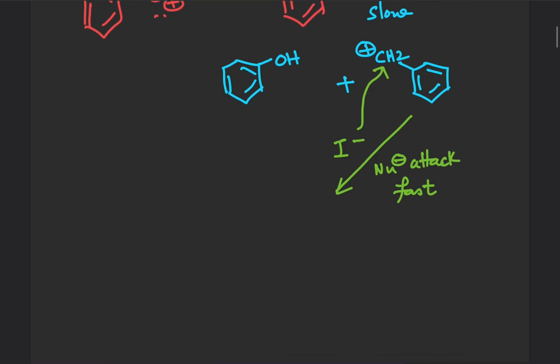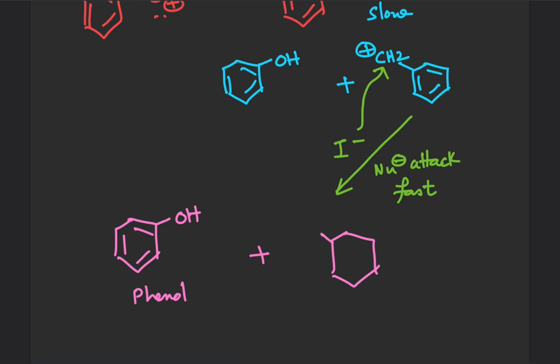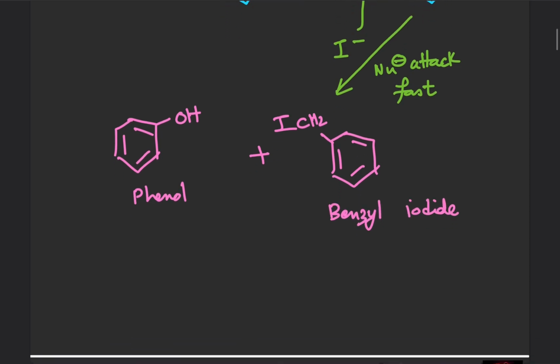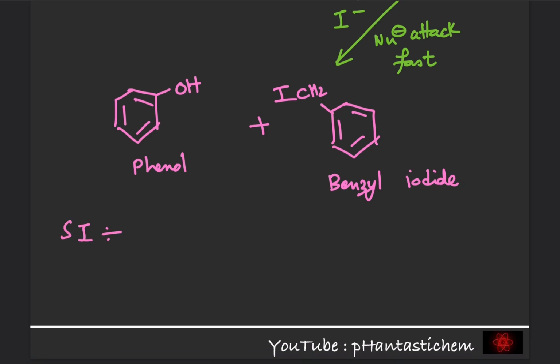Therefore ultimately we will get two products: phenol and CH2I, which is benzyl iodide. Statement 1 says that in the above reaction, the product formed will be a mixture of benzyl alcohol and iodobenzene, which is incorrect because the products that we are getting are phenol and benzyl iodide.